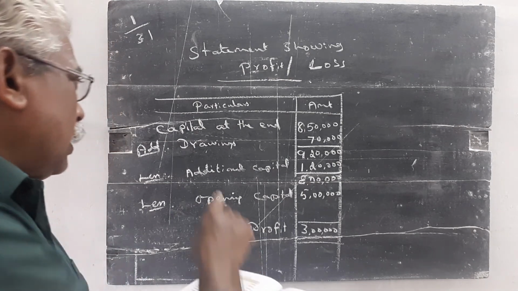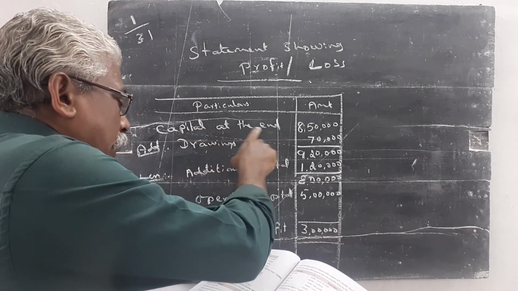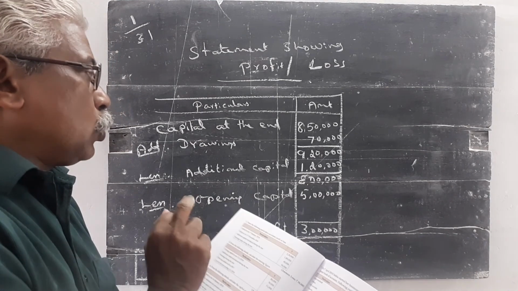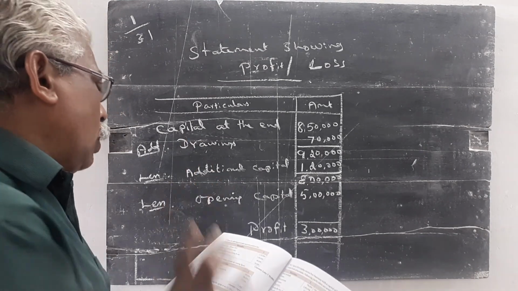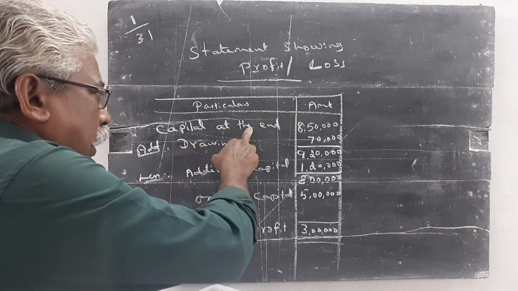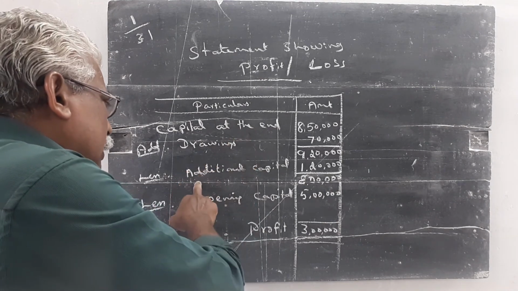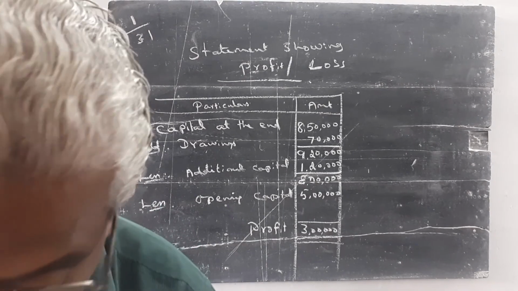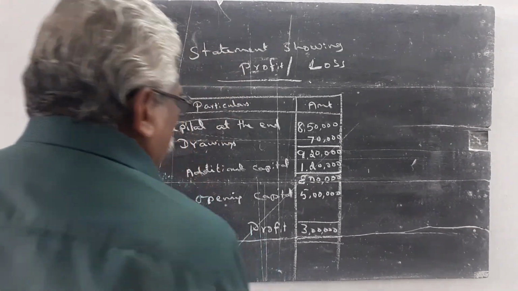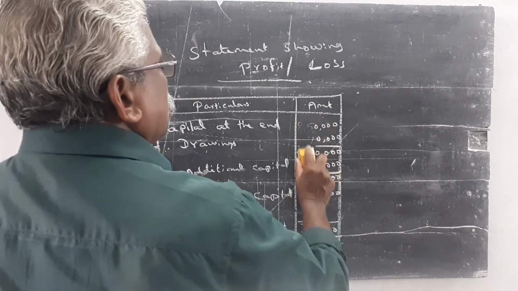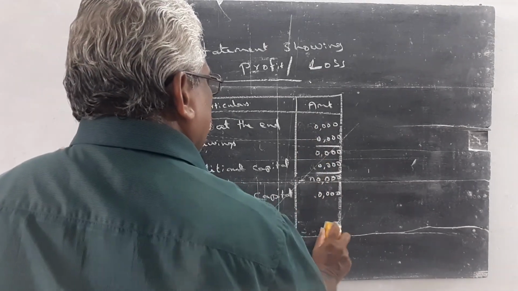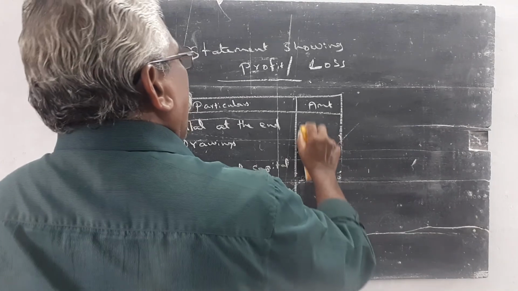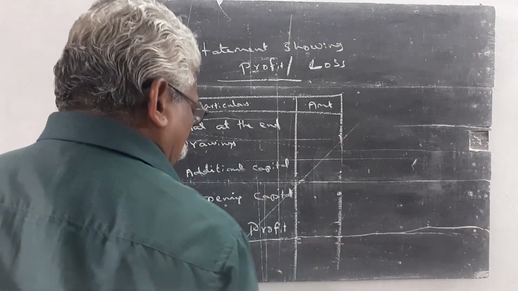In this question, the words capital at the end are not given. But here, capital as on 31st December 2018, that amount you have to write. But here you write capital at the end, add drawings, less additional capital, less opening capital, we can get profit or loss. We have to solve this question also. The same question, same formula, but the amounts are different. So I just rough the amount column alone.